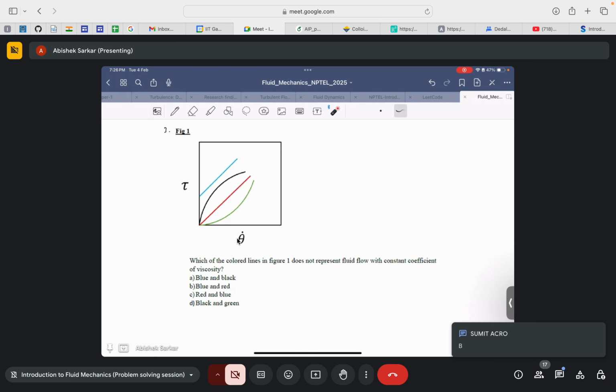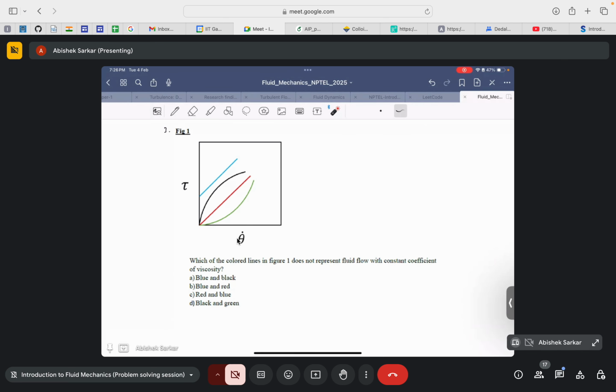is blue and red. Just to rectify, the question is: does it represent a constant coefficient of viscosity? Think of it as an equation of a line. So how would the line look? Just say y equals mx plus c.